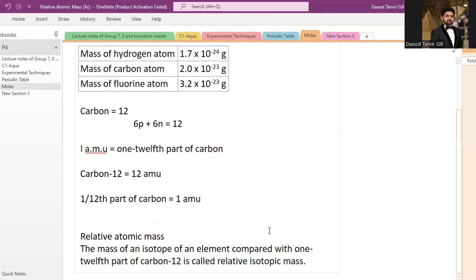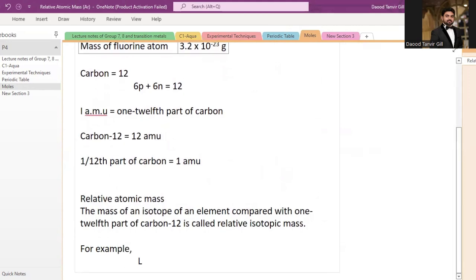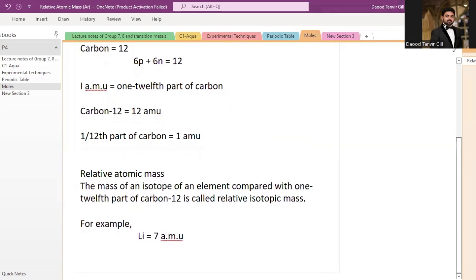I'm going to write it for you. For example, lithium has 7 AMU, atomic mass unit. It is equal to 7 multiplied by 1/12 parts of carbon atom. So we multiply 7 by 1/12 of a carbon atom, and then we get this mass. If you have this many pieces of 1/12 of carbon, then you will obtain this mass of lithium.